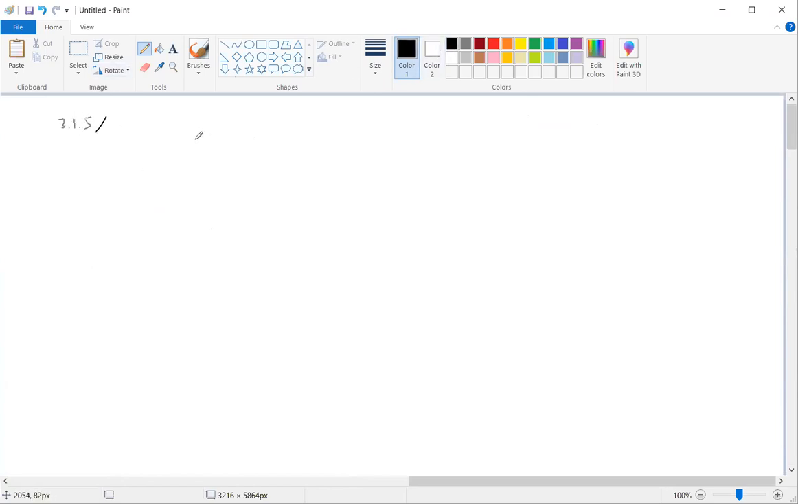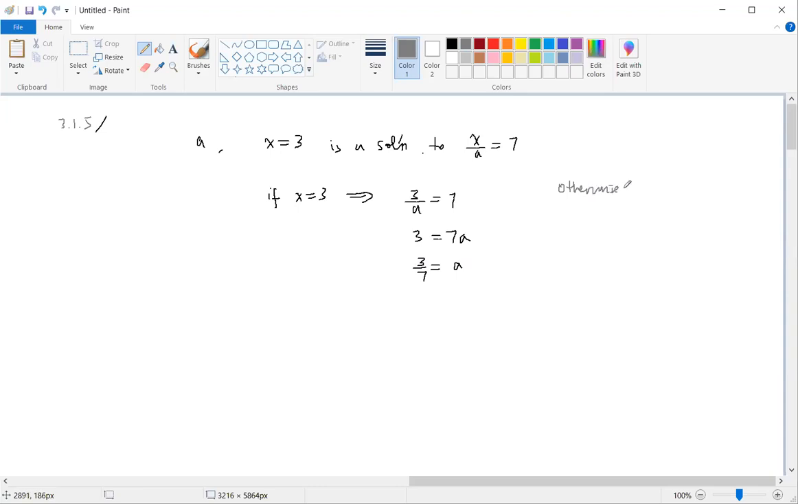Here we have: find A if x equals 3 is the solution. This is quite easy. If x equals 3, then 3 equals 7A, so A equals 3 over 7. You know the relationship: this divided by 5 means 10 divided by 5 is 2. So if the unknown is at the bottom, you just have to swap them. That's what I said in class also. You just have to swap them.